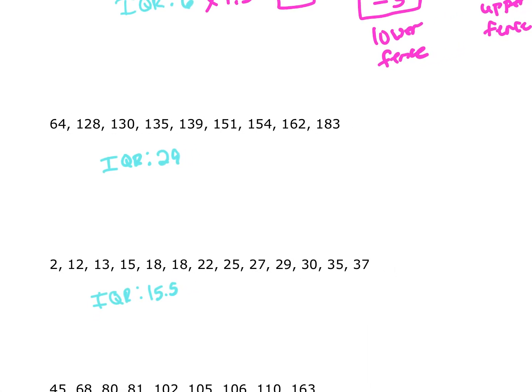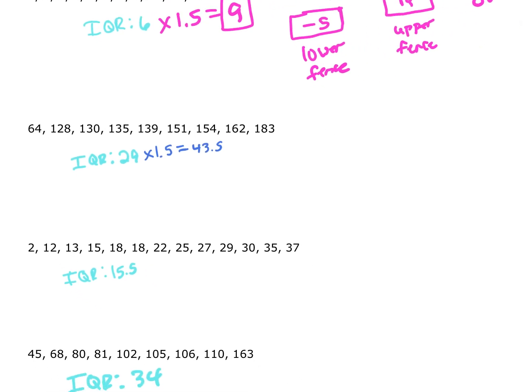Okay, our IQR, so you take your IQR, remember you're going to multiply it times 1.5. So in that case, what do we get? We get 43.5. So we're going to take quartile 1, and we're going to subtract that value. So what was our quartile 1? 129. So 129 minus 43.5. So 85.5. That's our lower fence.